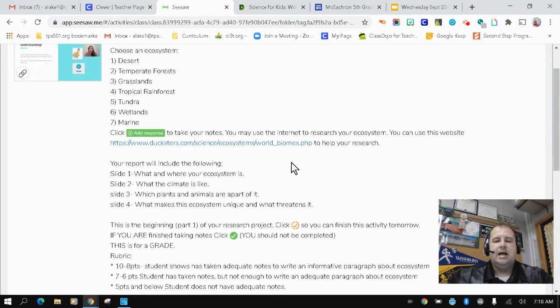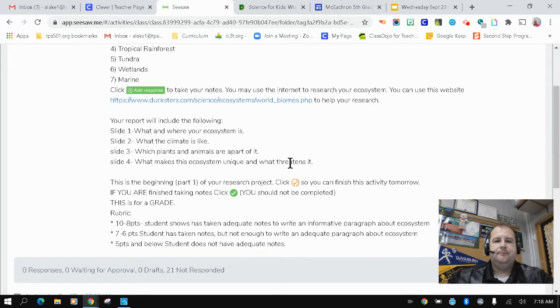Okay, we will talk more about this at ELA time today. This is the beginning of part 1 of your research on biomes and ecosystems. So make sure today that you click the draft button because tomorrow you will be finishing taking notes. I added a rubric down here so you knew how you were being graded.